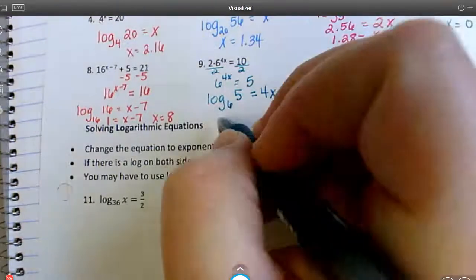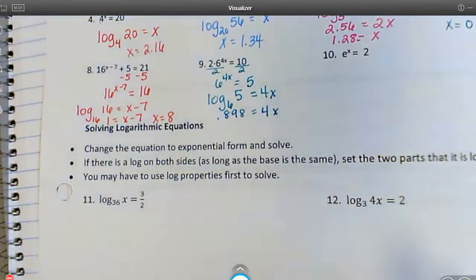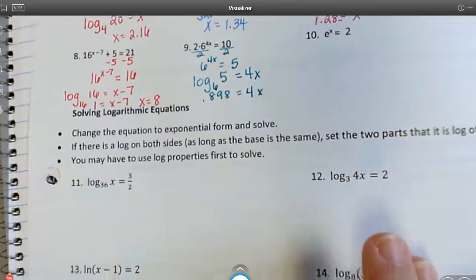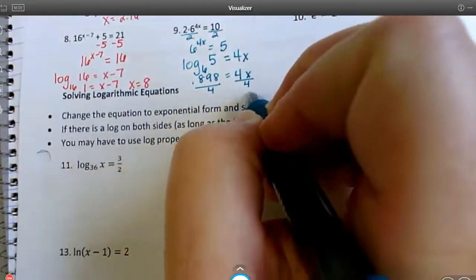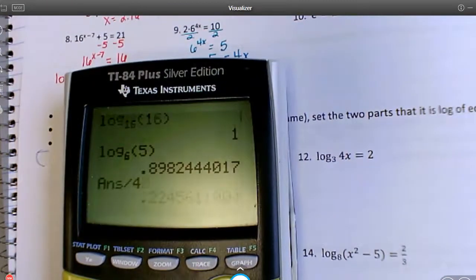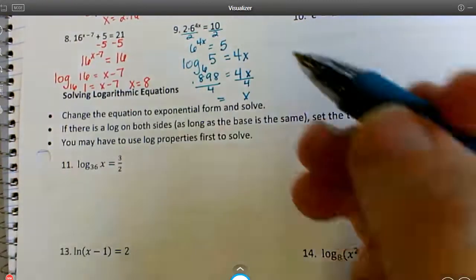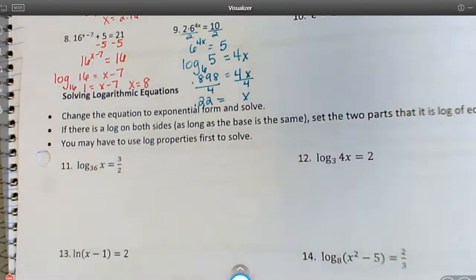898. And then what do we want to do on both sides? Divide by 4. So whatever that was, divided by 4, 0.22. Questions about that one?